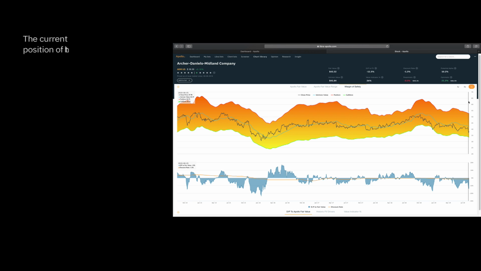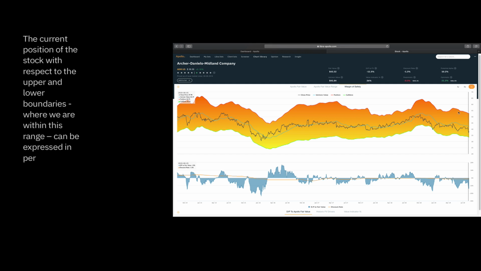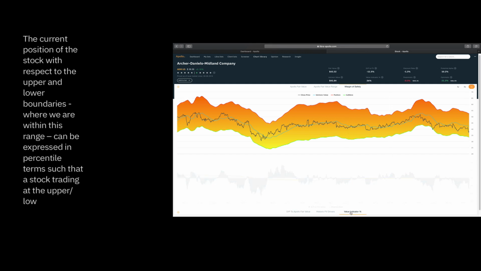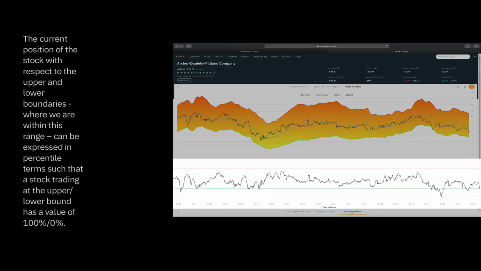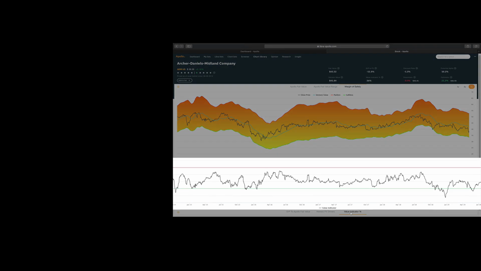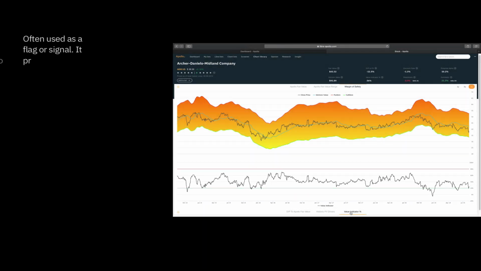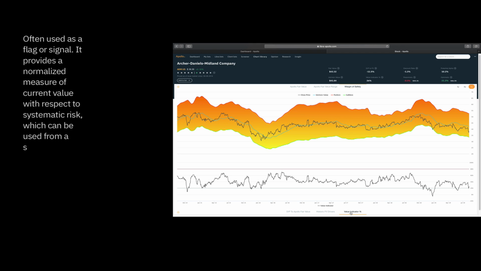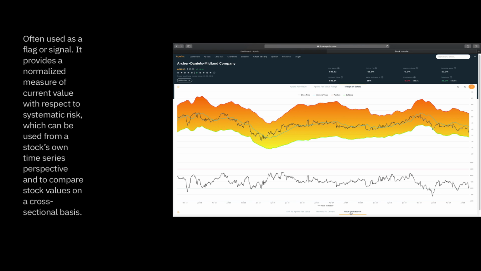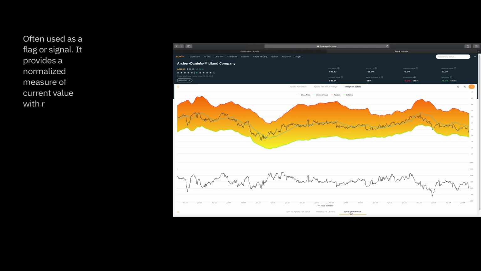The current position of the stock with respect to the upper and lower boundaries, where we are within this range, can be expressed in percentile terms, such as the stock trading at the upper or lower bound has a value of 100% or 0%. But it is often used as a flag or signal. It provides a normalised measure of current value with respect to systematic risk, which can be used from a stock's own time series perspective and to compare stock values on a cross-sectional basis.